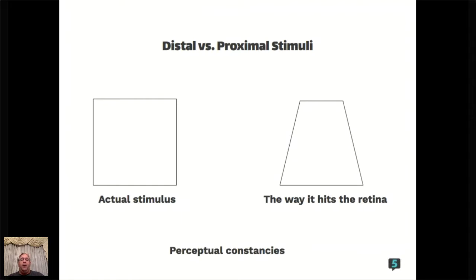Now, what's good for you is that your brain does not actually perceive it as a trapezoid. You have to sit down and really think about this to realize, oh my gosh, it's a trapezoid, when in fact your brain says no, it's a square. If you move farther away, the proximal stimulus becomes more of a trapezoid, but your brain says, no, it's still a square.